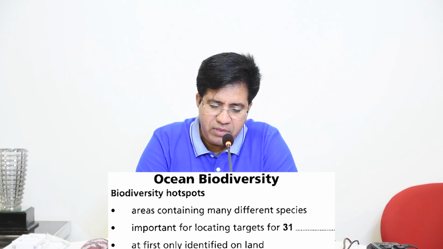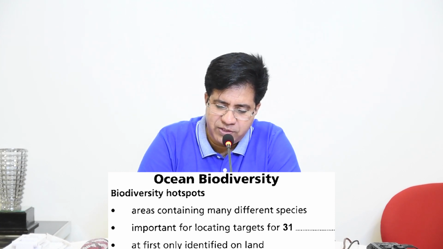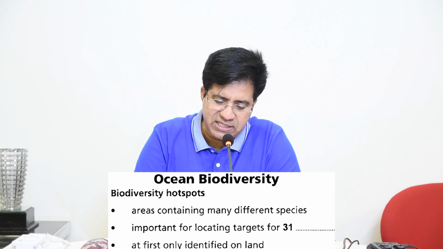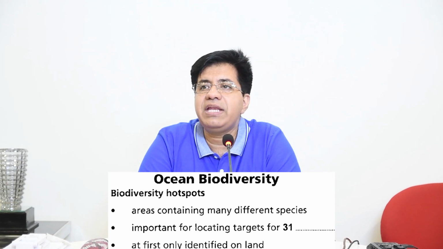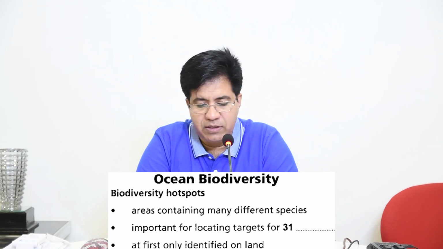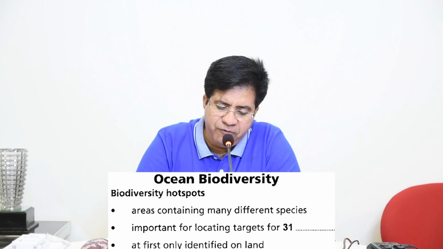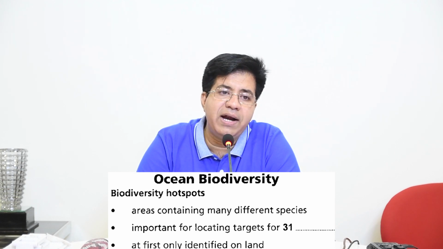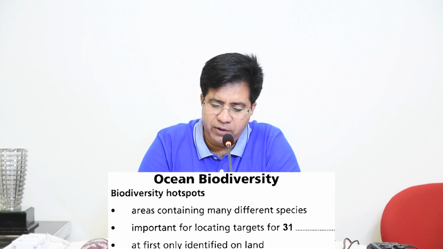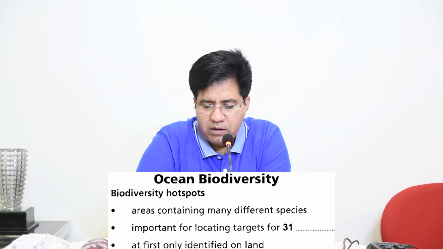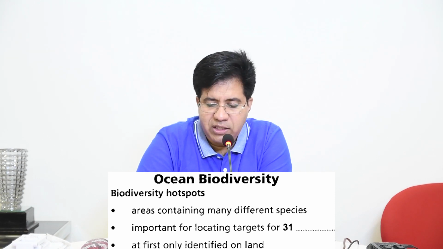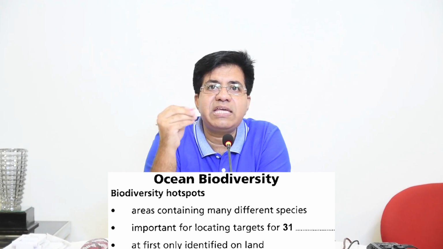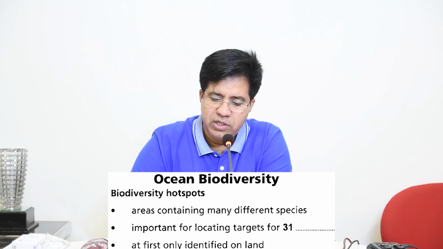Let's see. Biodiversity hotspots: areas containing many different species. Underline the word species here, without reading all the points. Option B, important for locating targets for. Now underline locating targets for. For targets, they might use the word key areas. So targets, they can use the words key areas for. Got it? Now I play the audio.